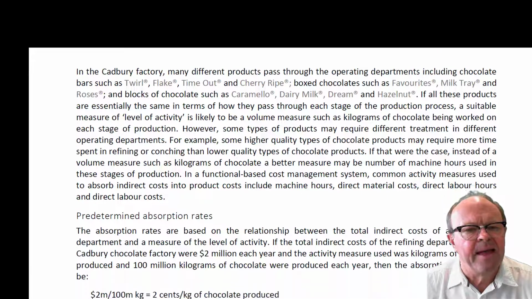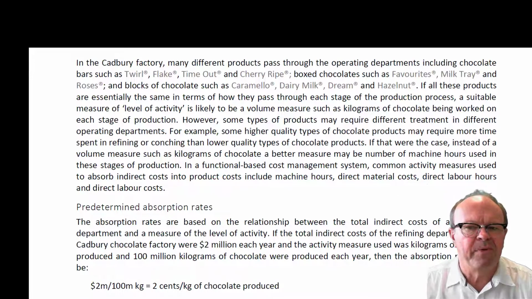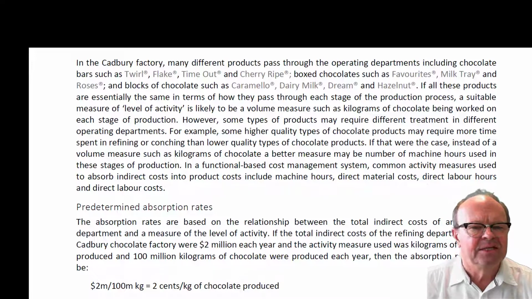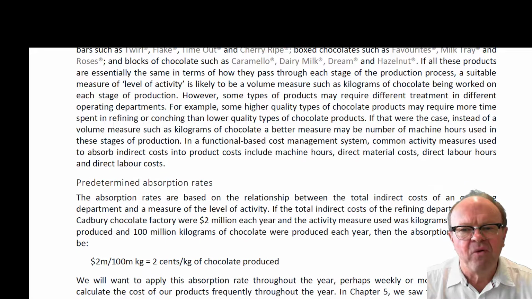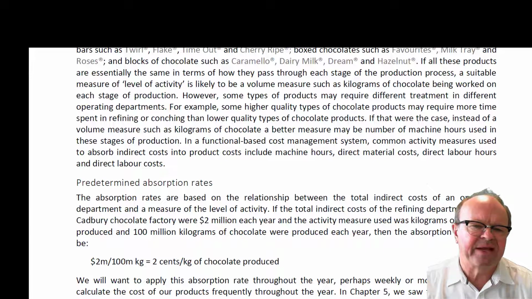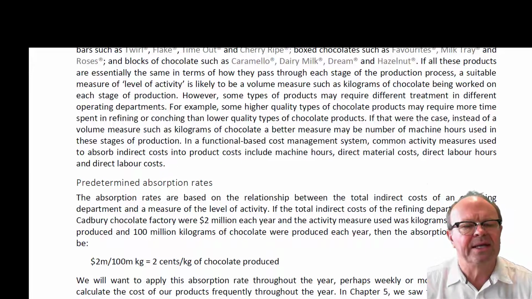In the Cadbury factory, many different products pass through the operating departments, including chocolate bars such as Twirl, Flake, Time Out, and Cherry Ripe. Boxed chocolates such as Favourites, Milk Tray, and Roses. And blocks of chocolate such as Caramello, Dairy Milk, Dream, and Hazelnut. If all these products are essentially the same in terms of how they pass through each stage of the production process, a suitable measure of level of activity is likely to be a volume measure, such as kilograms of chocolate being worked on each stage of production.